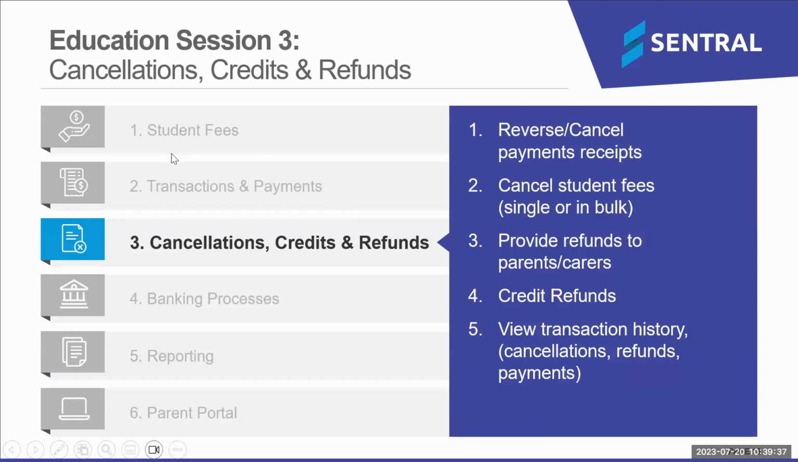Just a brief reminder that we're going to have the cancellations, credits, and refunds next session on Tuesday. We're going to recap on how you reverse a payment, but also how you can cancel some payments and receipts. We all know, and we've been through that phase where we had to cancel a lot of excursions. What's going to happen then? We're going to look at how you cancel in a single student fee or in bulk, how you provide refunds to parents and carers, how you credit those refunds, as well as how you check the transaction history for payments, cancellations, as well as refunds.